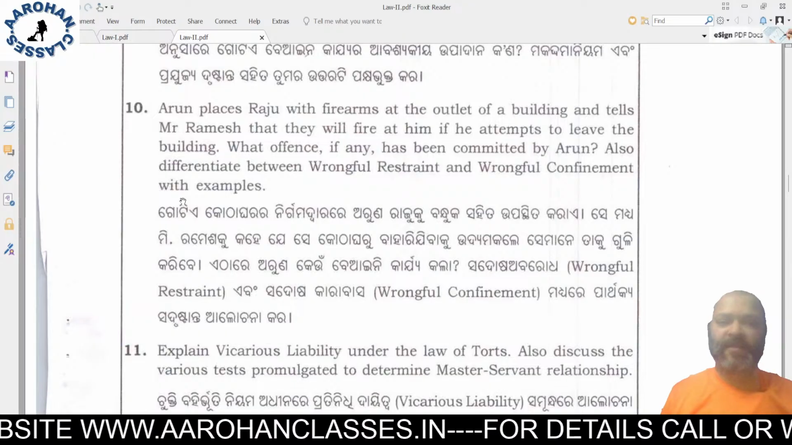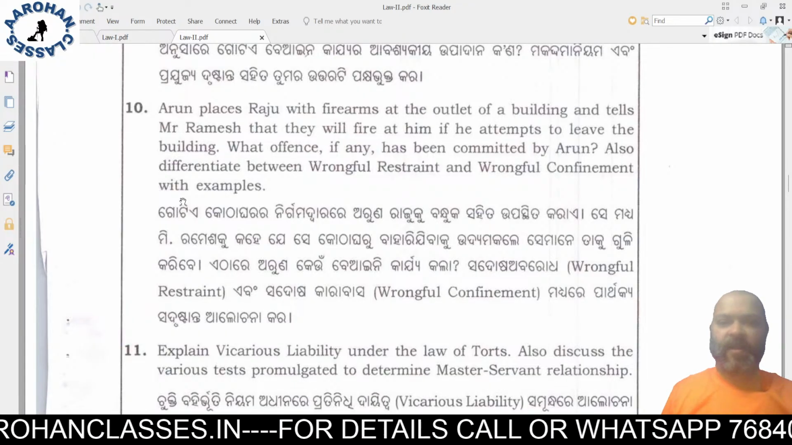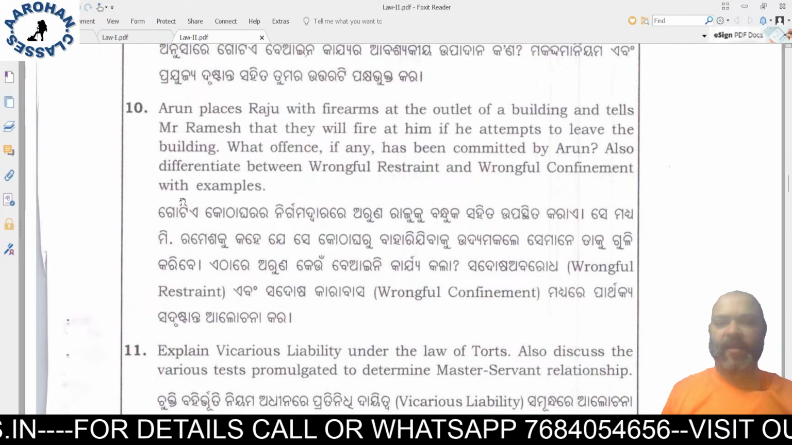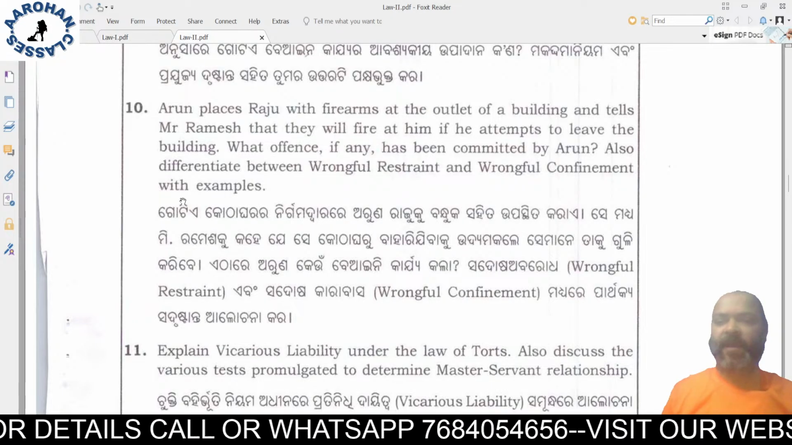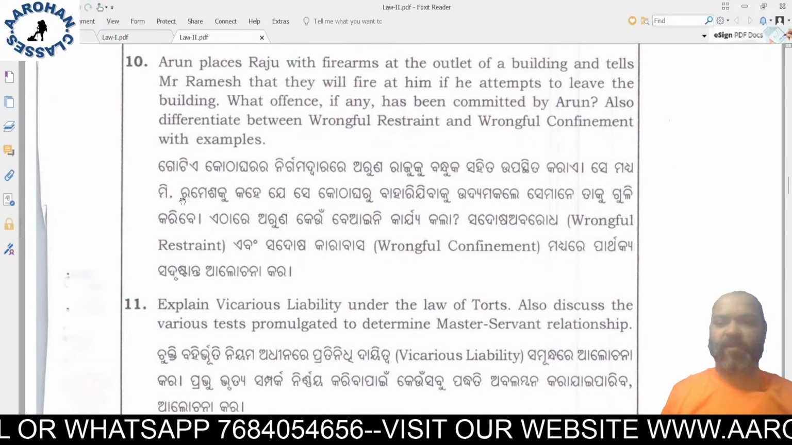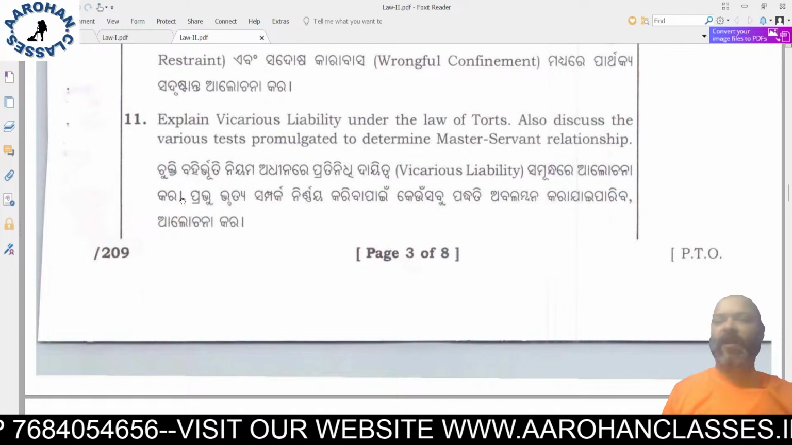Arun places Raju with firearms at the outlet of a building and tells Mr. Ramesh that they will fire at him if he attempts to leave the building. What offence, if any, has been committed by Arun? Also differentiate between wrongful restraint and wrongful confinement with examples. Explain vicarious liability under law of tort.